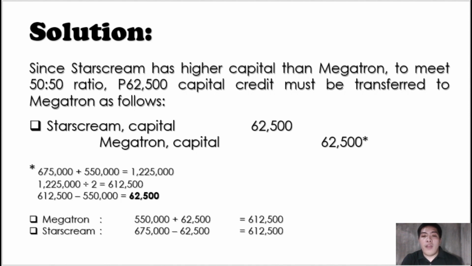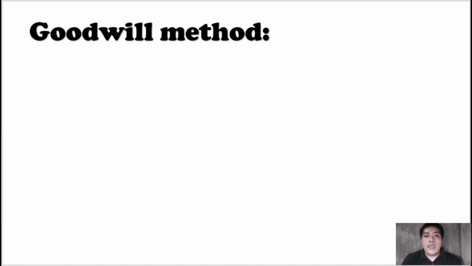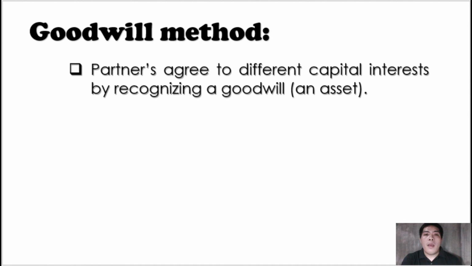612,500. Okay? The next, we have goodwill. Yung goodwill, the same pa rin. Partners agreed to different capital interest. However, yung bonus method without recognizing asset. Dito naman, by recognizing a goodwill, which is an asset.